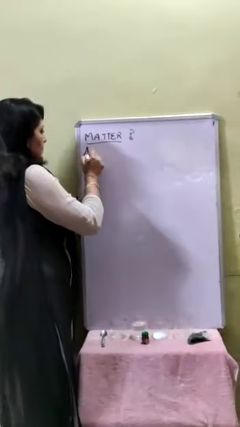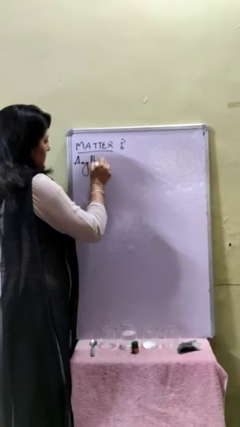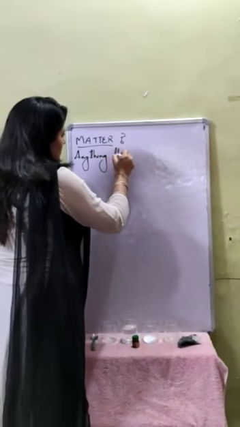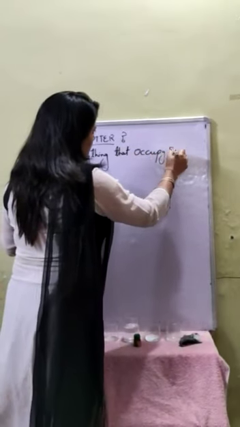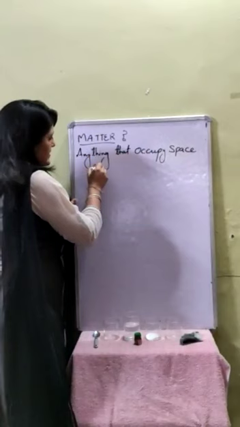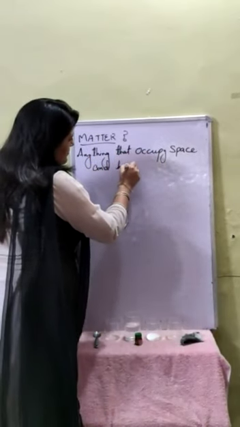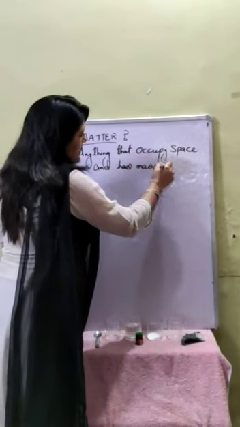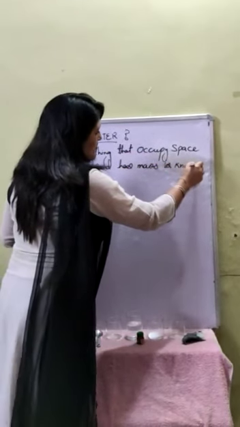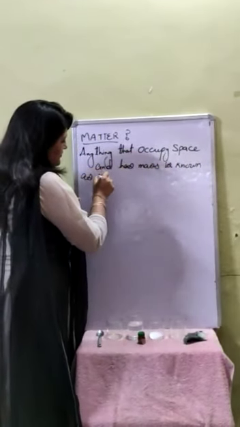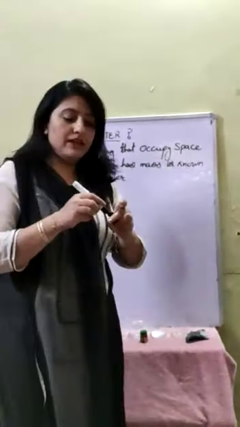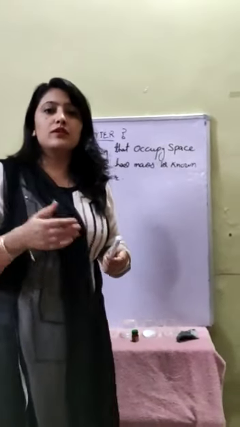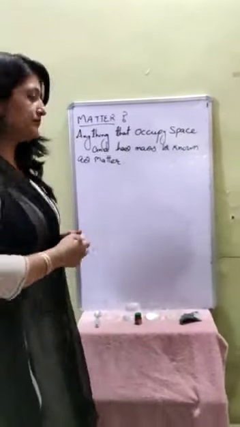So anything that occupies space and has mass is known as matter, and whose presence can be felt with any of the five senses. Now, what are the different properties of this matter?